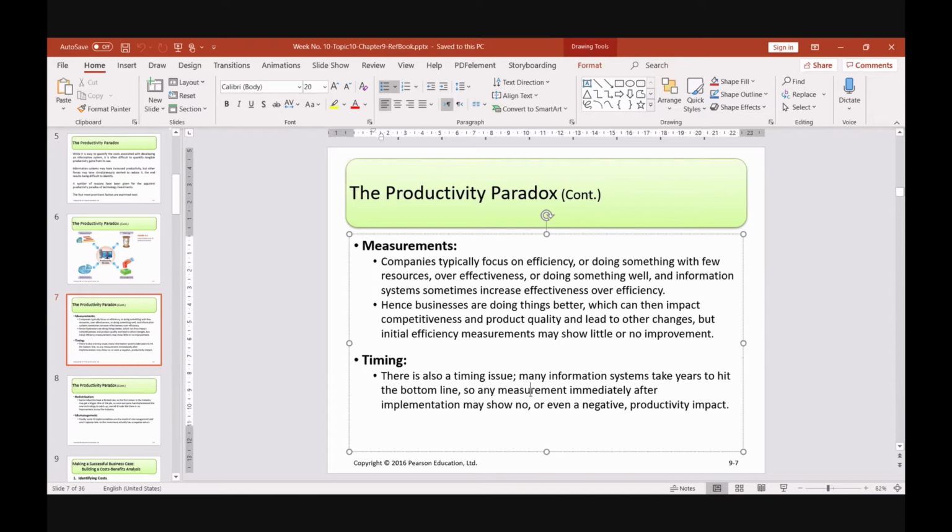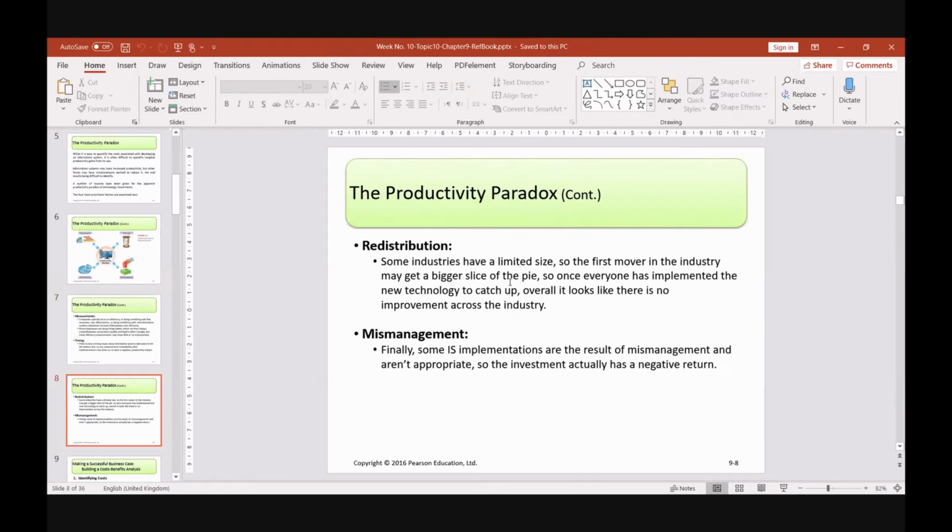So timing can also create a paradox, in that even after acquiring or implementing the information system, there are some other issues, like redistribution. Some industries have limited size, so the first mover in the industry may get a bigger slice of the pie. Yes, if you are the only company in one region, you will get the profit, right?